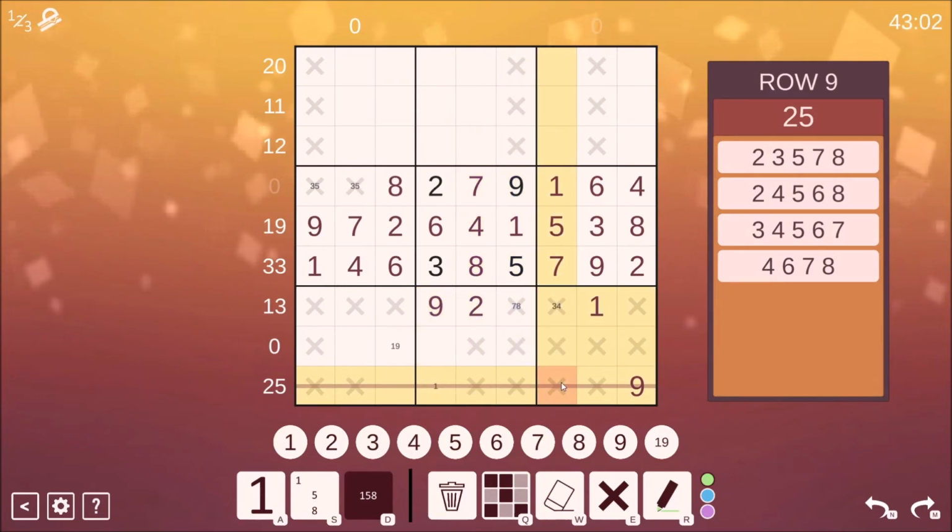Now, if we have a 4 here, we'd have to have a 6 here. And we would have to put the 8 here and the 7 over here. So, as far as I can tell, that is a possibility.